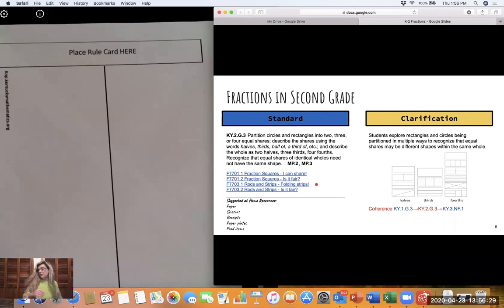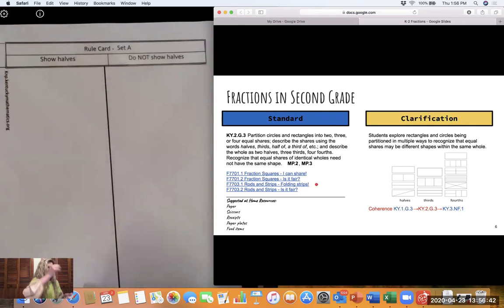So the next one I want to share with you is also from there, but it's using rods and strips. Same principle. Is it fair? It has the little card showing halves. I just want to show you a different way to look at it.